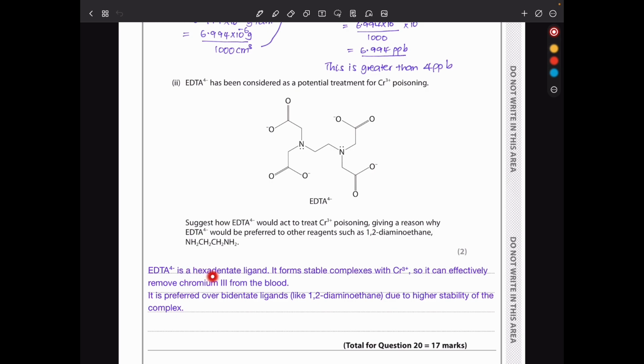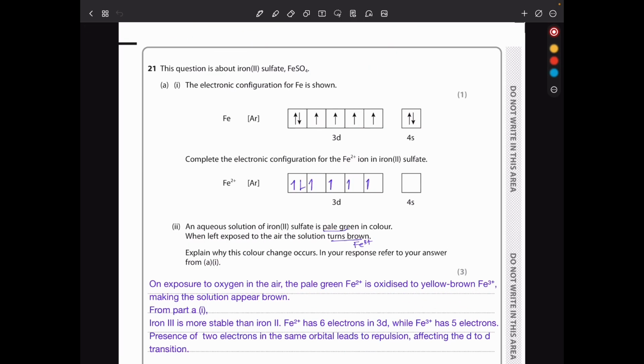So EDTA is a hexadentate ligand. It forms stable complexes with chromium-3, so it can effectively remove chromium-3 from the blood. It's preferred over bidentate ligands due to higher stability of the complex. It's more stable. In question 21, this question is about iron 2 sulfate.